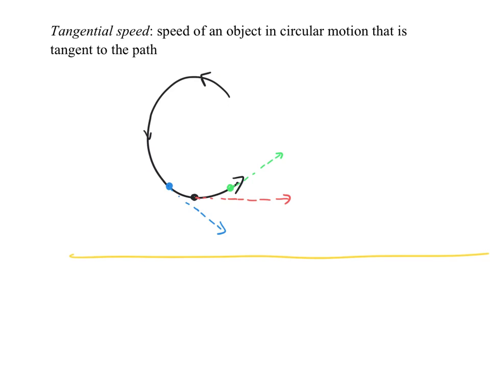So when you learned about tangent lines in geometry, it was a line that touches the outer edge of a circle once. This is literally it. This is tangential speed now.